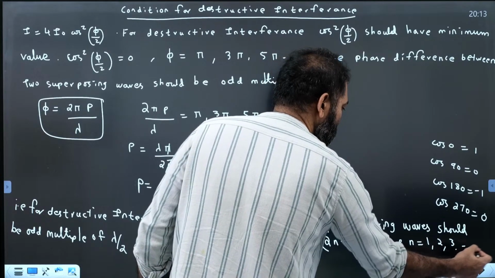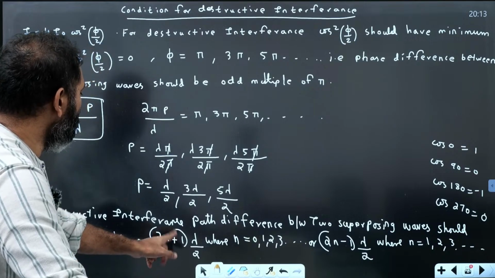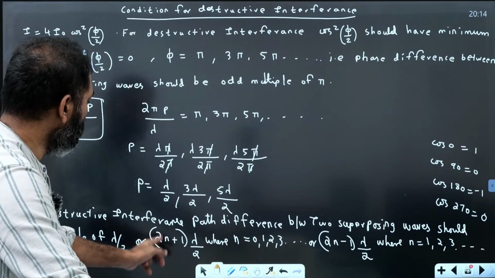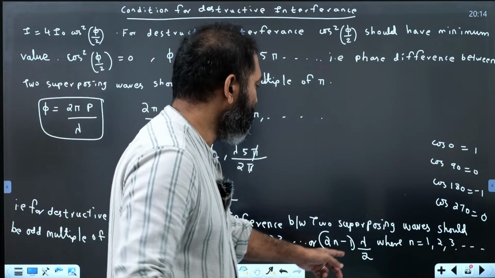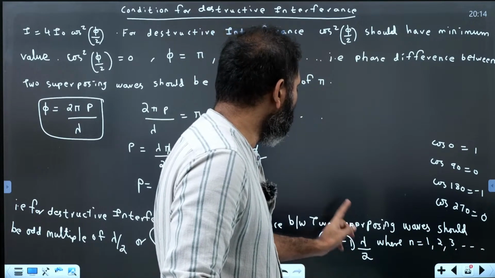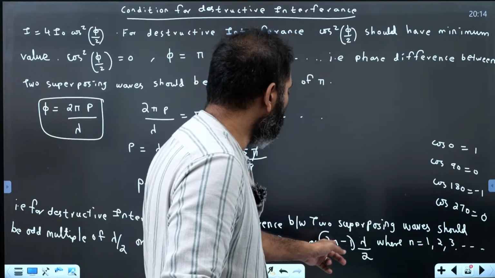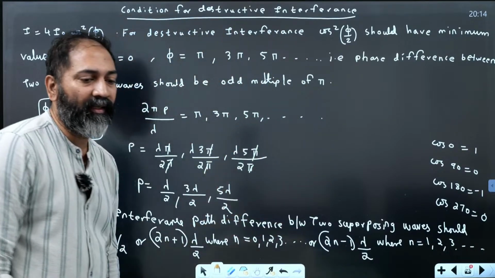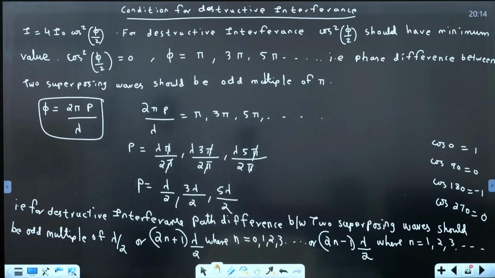Both conditions are correct. Why? If you substitute n value 0 into 2n plus 1, that is 1, lambda by 2. If you substitute 1, 2 into 1 plus 1, 3 lambda by 2. In the other equation, if you substitute n equal to 1, 2 into 1 minus 1, that is 1, lambda by 2. If you substitute 2, 2 into 2 minus 1, 3 lambda by 2. So both conditions are satisfied. These are the conditions for destructive interference.